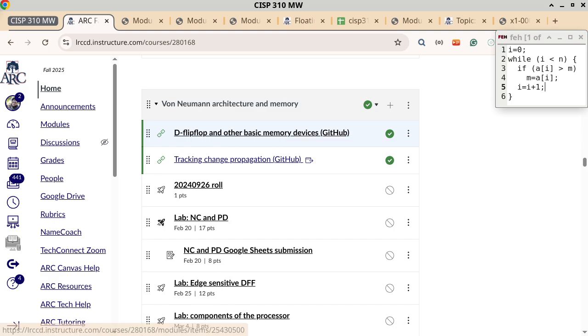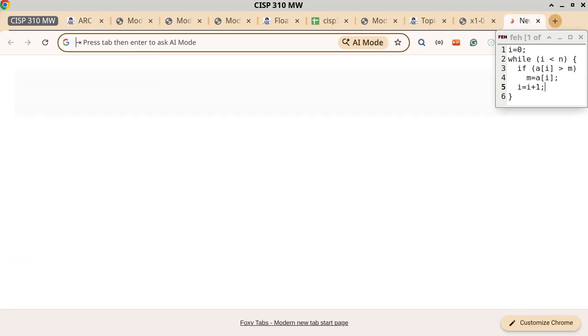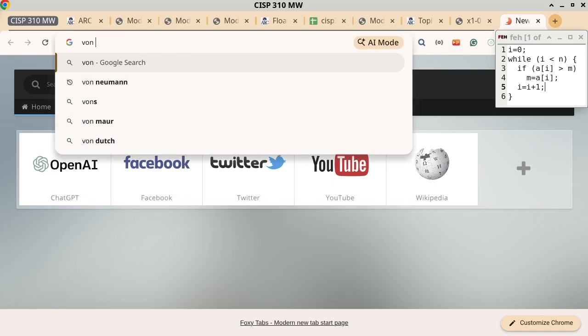So the first thing we look at is that this entire module is called the Von Neumann architecture and memory. So exactly what is Von Neumann? Sounds like a name to me. Sounds like an Austrian slash German name, which it is. So we're going to take a quick look at what is Von Neumann.